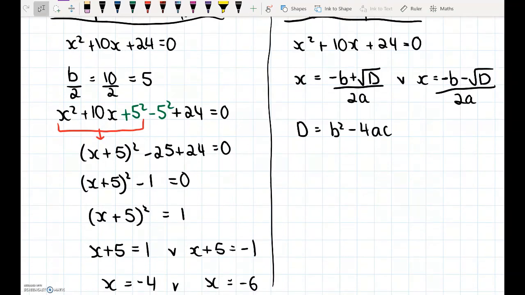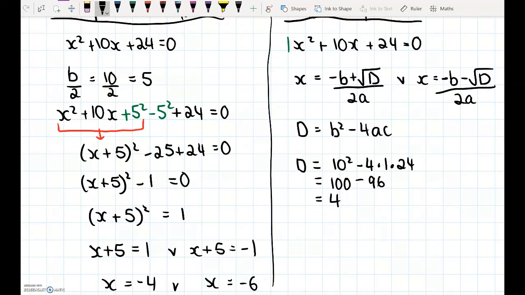Okay, so let's have a look at it. We're going to start by calculating d. So d is equal to b squared, so 10 squared, minus 4 times a, which in this case is 1, because there's a nice happy little 1 here in front of the x squared. So 4 times 1 times c, which was 24. Okay, so it's 100 minus 4 times 24, which should be 96. That's not right, is it? Yeah, 96. Okay, so d is equal to 4.